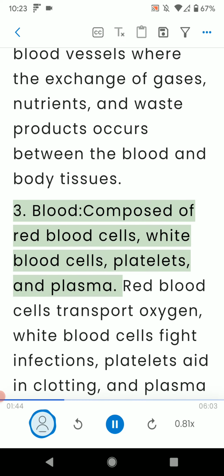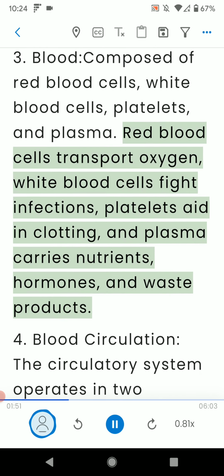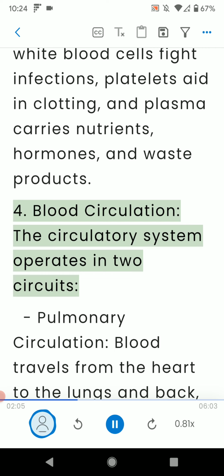3. Blood, composed of red blood cells, white blood cells, platelets, and plasma. Red blood cells transport oxygen, white blood cells fight infections, platelets aid in clotting, and plasma carries nutrients, hormones, and waste products.